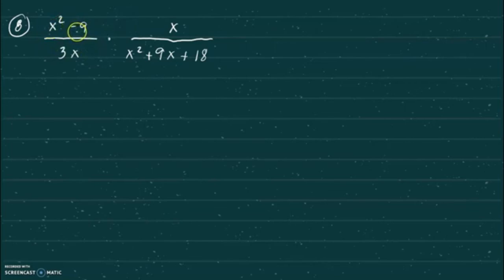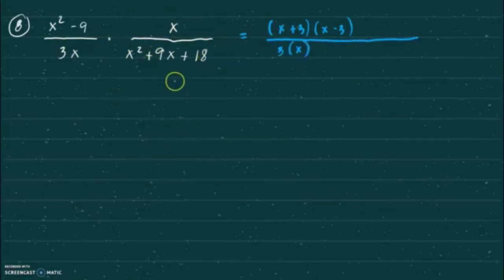Here we have x squared minus 9. Now, we know that x squared minus 9 is a difference of two squares again. So the factors of x squared minus 9 would be x plus 3 and x minus 3. Factors of 3x, we have 3 times x. Now, in our second rational expression, we have x in the numerator, so that x is prime, just write x there. And the denominator, we have x squared plus 9x plus 18.